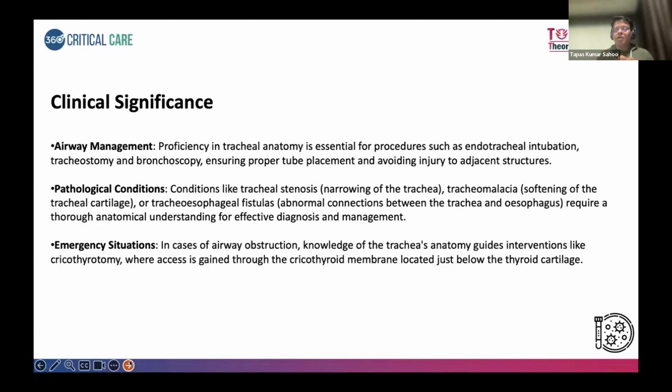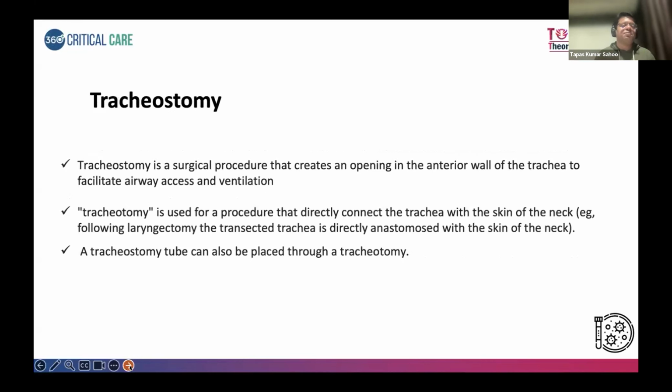If you know the tracheal anatomy properly, you can go for cricothyrotomy, which is putting the needle through the cricothyroid membrane located just below the thyroid cartilage I have shown. So that also is very important. If you know the tracheal anatomy properly, you can do the cricothyrotomy procedure effectively. Now, the last part of my assignment is the procedure itself, tracheostomy. That can be a question from the intervention or procedure domain.